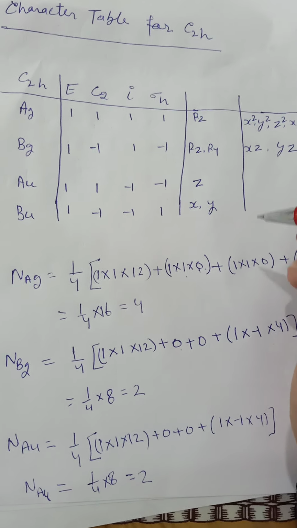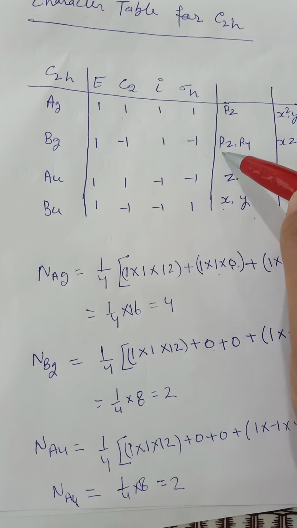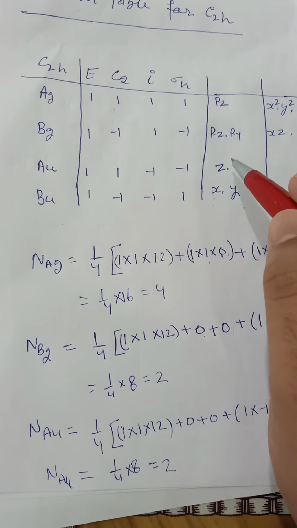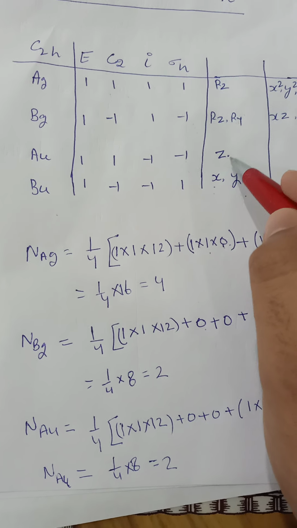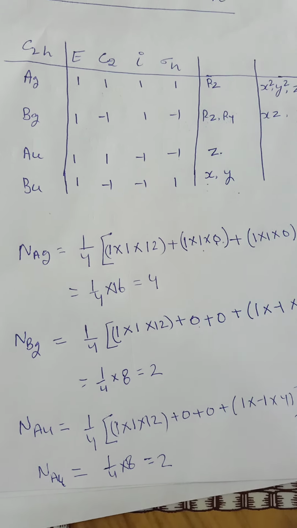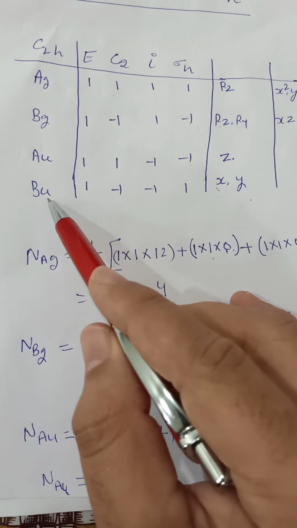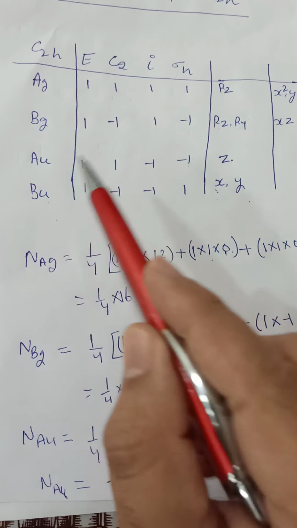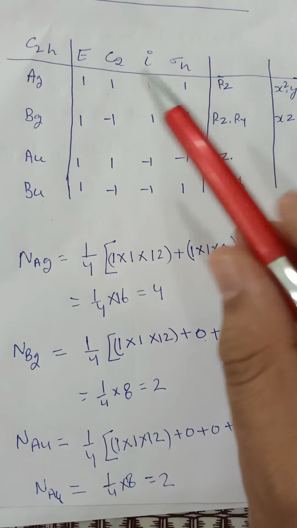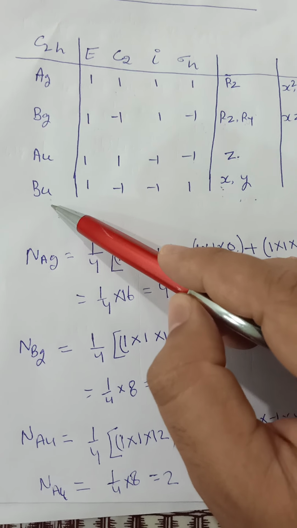To find out translational modes, we use this x, y, z, and to find out rotational modes, we use this Rx, Ry, Rz. The molecular symbols corresponding to x, y, z represent the translational modes, and the molecular symbols corresponding to Rx, Ry, and Rz represent the rotational modes. If you see from here, this x is corresponding to Bu, then Bu will represent a translation mode. y is corresponding to Bu, then again Bu will be another translation mode, and z corresponding to Au. So here we have 3 translation modes: one is Au and 2 Bu. Okay.